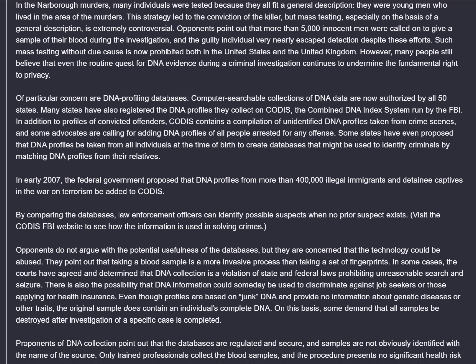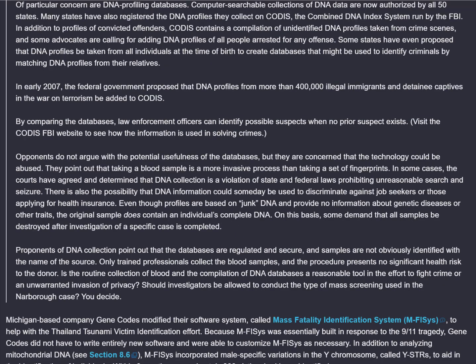Such mass testing without due cause is now prohibited both in the United States and the United Kingdom. However, many people still believe that even the routine quest for DNA evidence during a criminal investigation continues to undermine the fundamental right to privacy. Of particular concern are DNA profiling databases. Computer searchable collections of DNA data are now authorized by all 50 states.